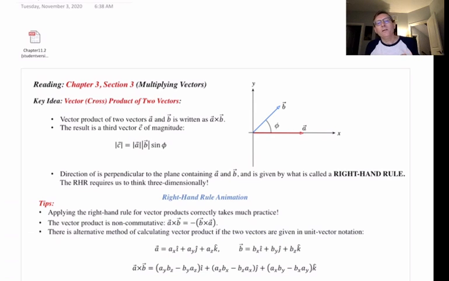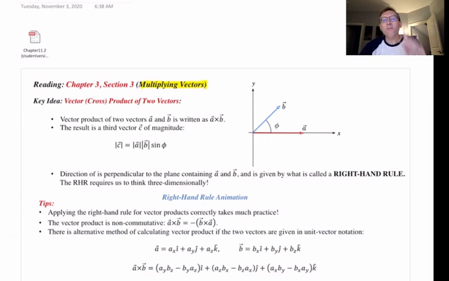So the reading that goes with this particular video lecture is actually going to take us way back into chapter 3. Chapter 3, to remind you, was all about vectors. And in particular, section 3 of chapter 3 was all about multiplying two or more vectors together. And we're going to go back to that.